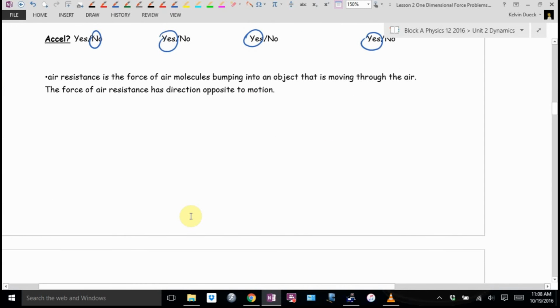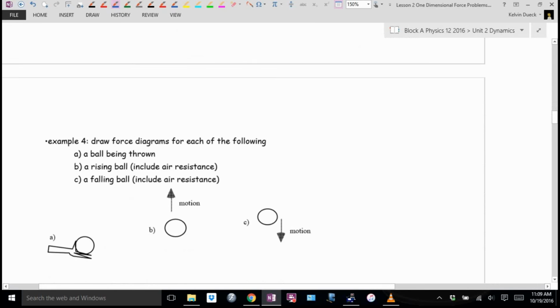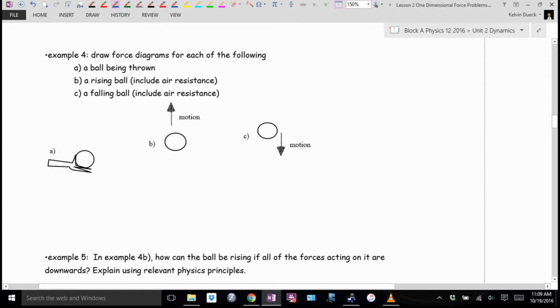Air resistance is another force. Air resistance is the force of air molecules bumping into an object that's moving through the air. And the key idea, air resistance has direction opposite to motion. So we did this last year, but it's worth repeating. It says, draw force diagrams for each of the following. A ball being thrown, a ball on its way up, rising, and a ball on its way down. So for situation A, I mean this portion while I'm throwing it. For situation B, I mean on the way up, C, on the way down.